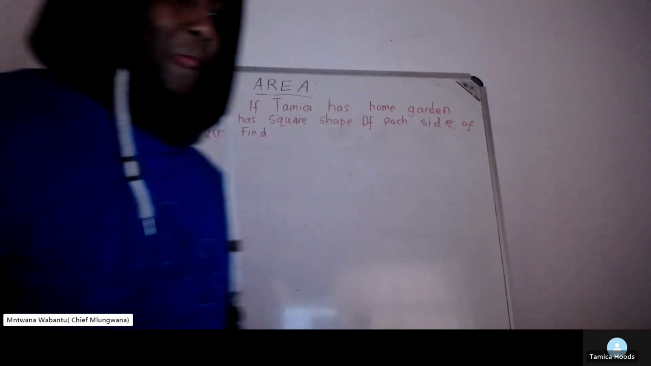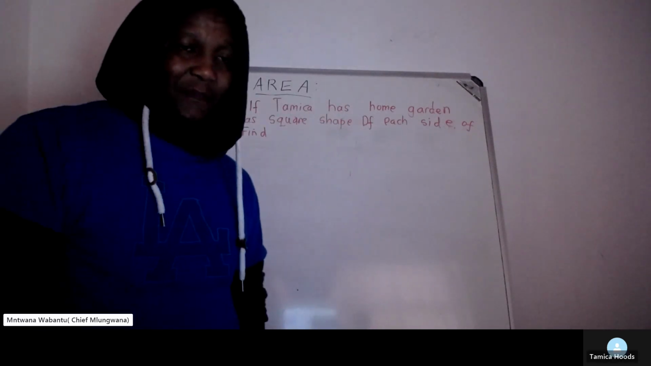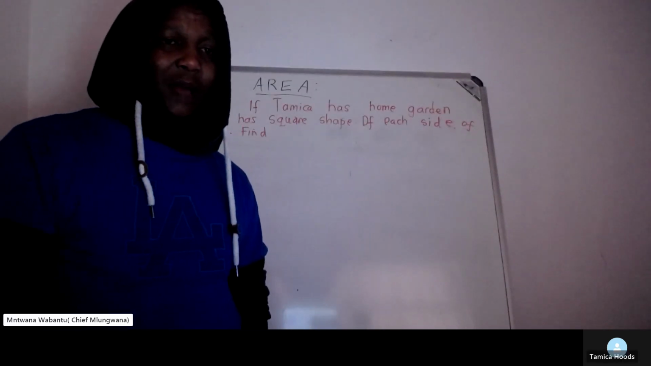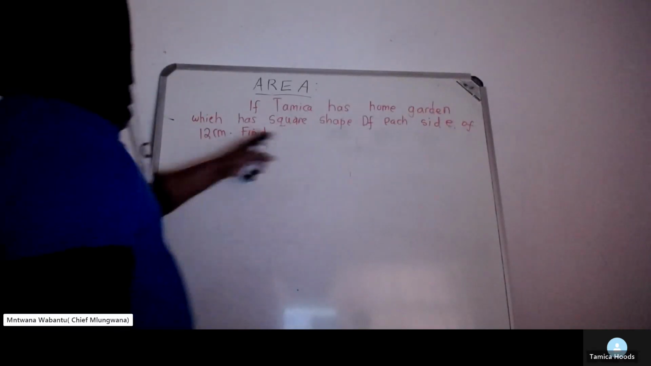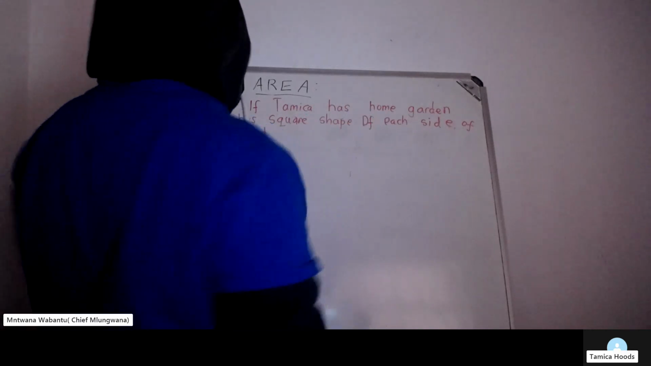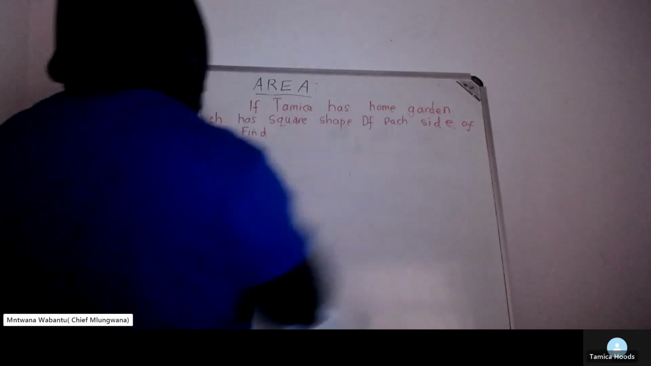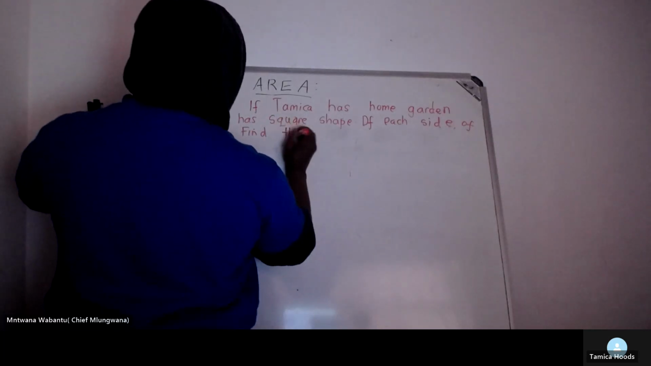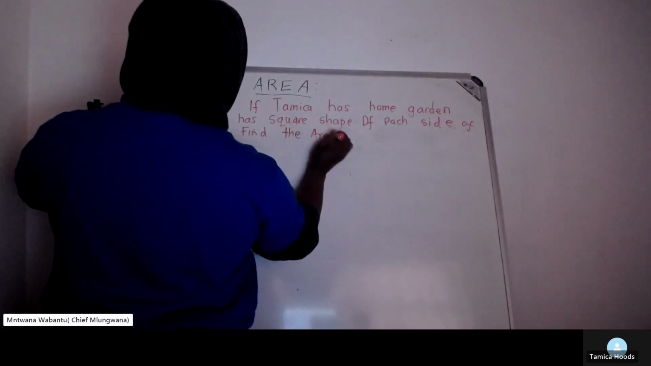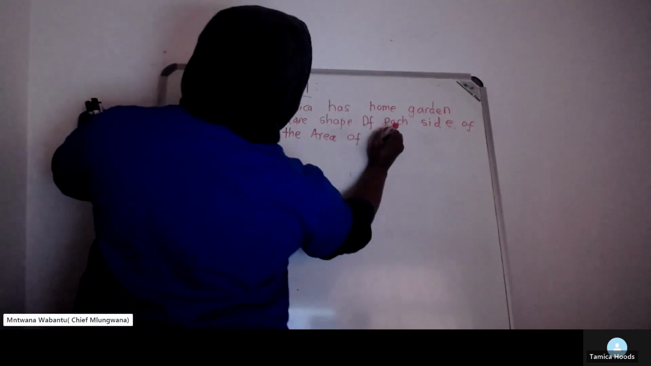Tamika, you back? Yes, I'm here. Let me ask you something. I'm going to finish this question, then I'm going to ask the question. So we say Tamika has a home garden which has a square shape of each side of 12 centimeter. Find the area of her garden.